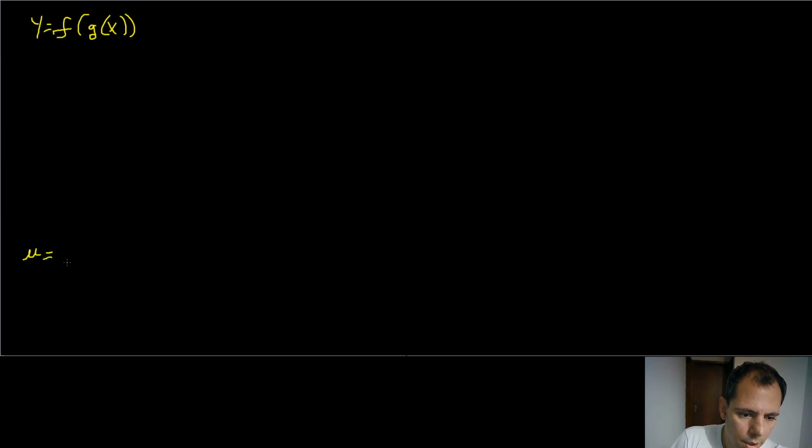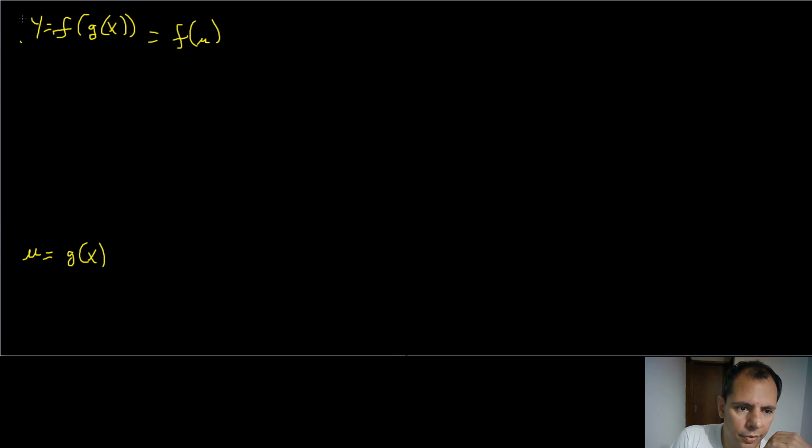So that's the chain rule. It's like a bunch of gears, and it's something like this. Let's say that you have y equals f of g of x, okay? How do you take the derivative of this? Well, you can put it down here that u equals g of x, and then this is going to be f of u. Now take the derivative of this with respect to x.